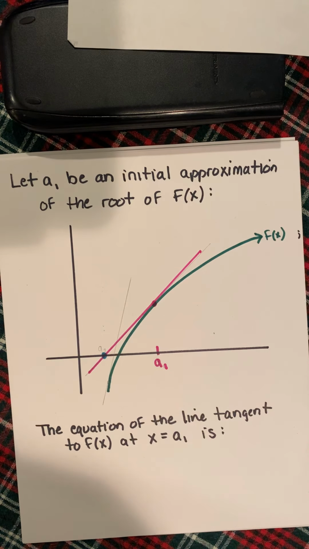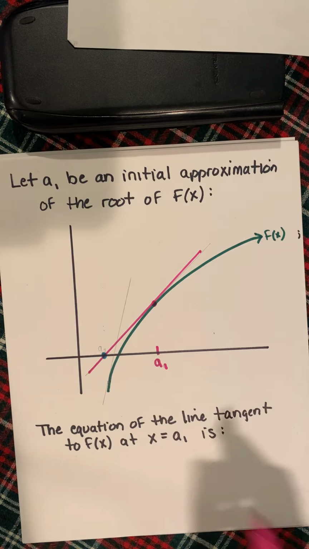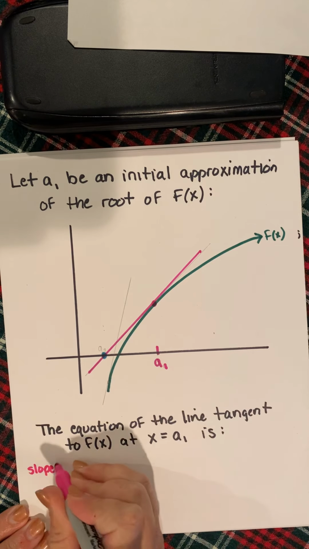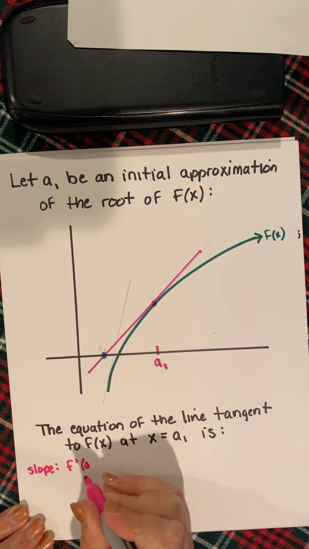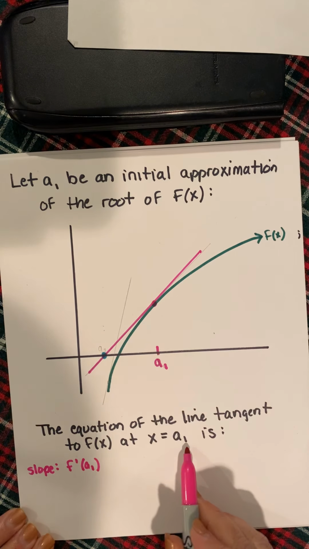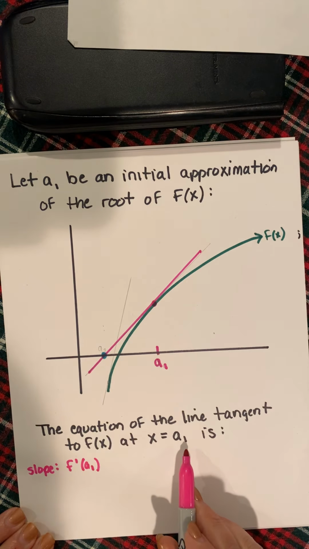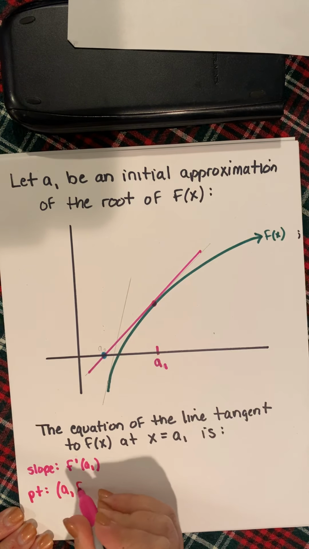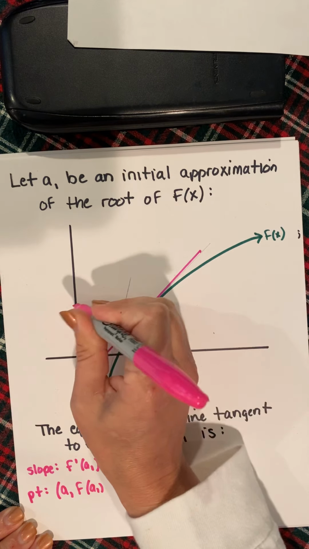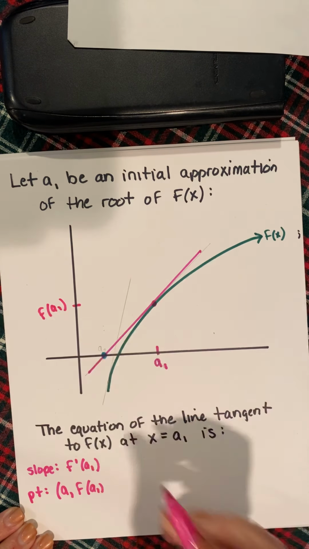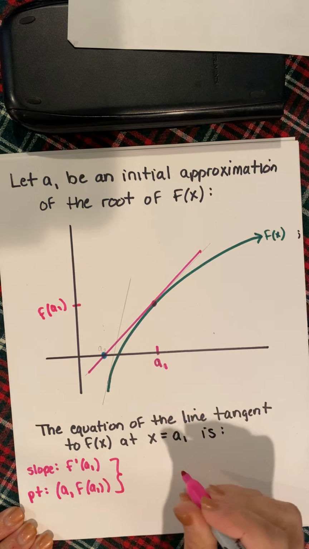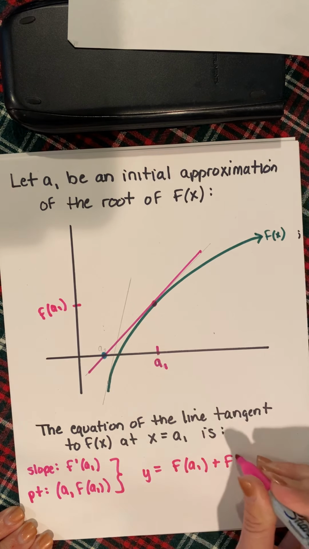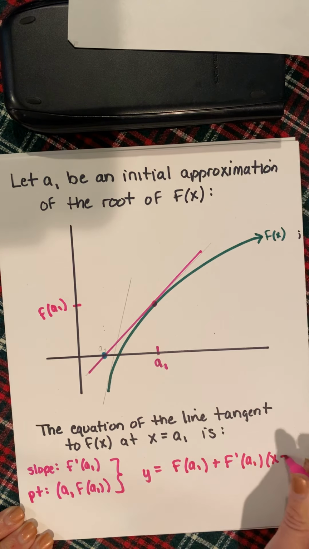So in general, the equation of the line tangent to the curve at this point would have a slope equal to the derivative at our guess, a1. Remember, subscripts don't mean anything mathematically; it's just saying that was our first or initial guess. The point is a1 and the function evaluated at a1, so the output would be f of a1. So it would be y equals f of a1 plus the slope at a1 times x minus a1.